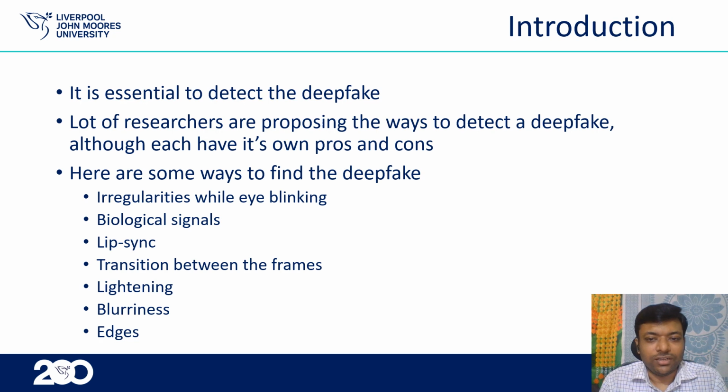It is essential to detect the deepfake. A lot of researchers are proposing ways to detect the deepfake, although each has its own pros and cons. Here are some ways to find the deepfake: side effects in the eye blinking, biological signals, lip sync, transition between the frames, lighting, blurriness, and edges. By using these techniques, we can detect the deepfake either in images or in video.